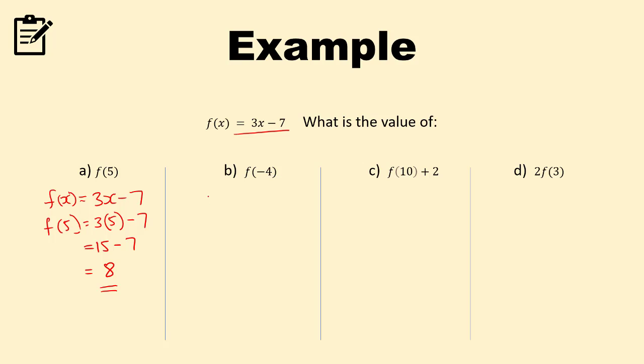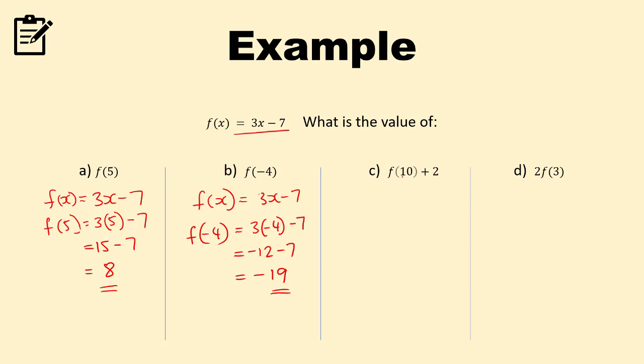Let's do question B. f of minus 4. We have f of x as 3x minus 7. So let's go ahead and write our function, f of x. Now let's substitute: f of minus 4 is going to be 3 times minus 4 minus 7. 3 times minus 4 is minus 12, minus 7 is minus 19. And that's our answer. Now I always recommend using brackets when you're multiplying, because when it comes to negatives it helps us to separate them.